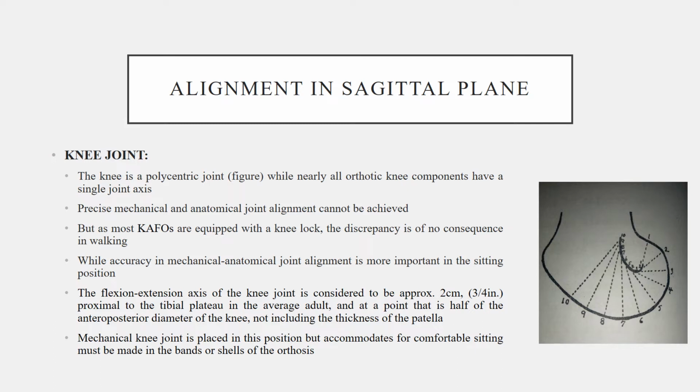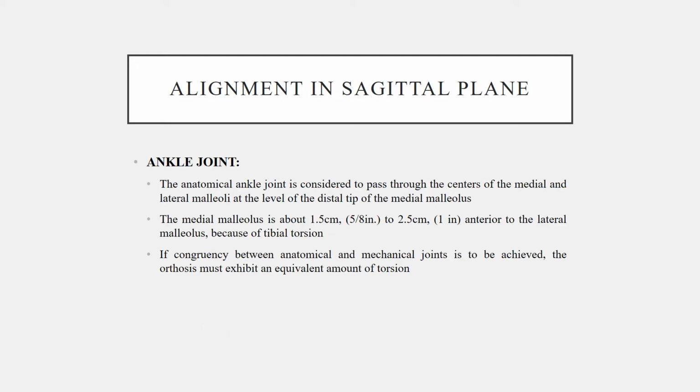The flexion extension axis of the knee joint is considered to be approximately 2 cm, which is 3/4 of an inch, proximal to tibial plateau in the average adult, and at a point that is half of the anterior posterior diameter of the knee, not including the thickness of patella. Mechanical knee joint is placed in this position, but accommodation for comfortable sitting must be made in the band or shell of the orthosis. The third joint is ankle joint.